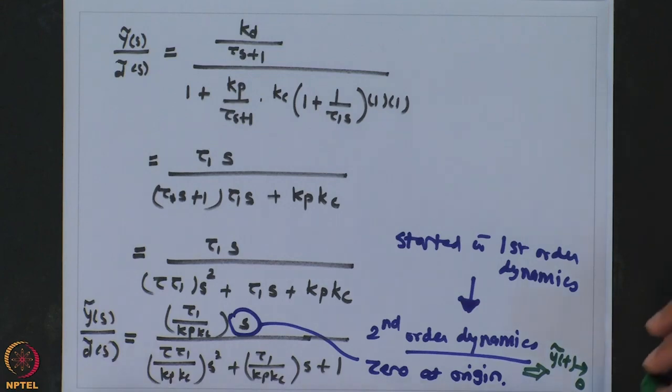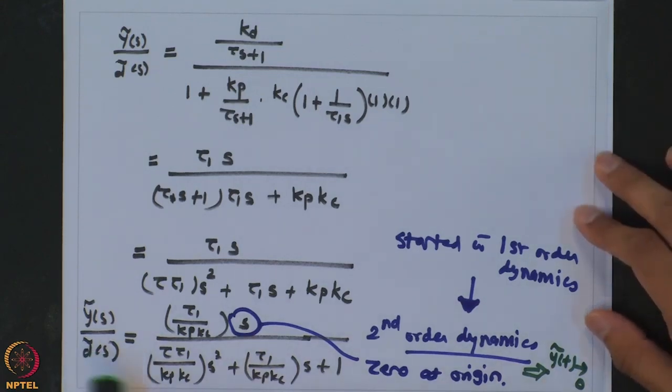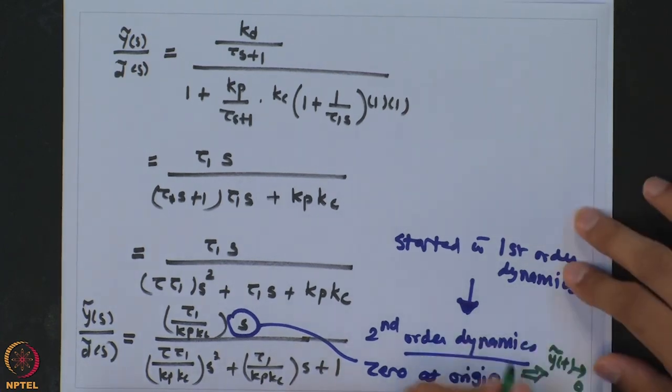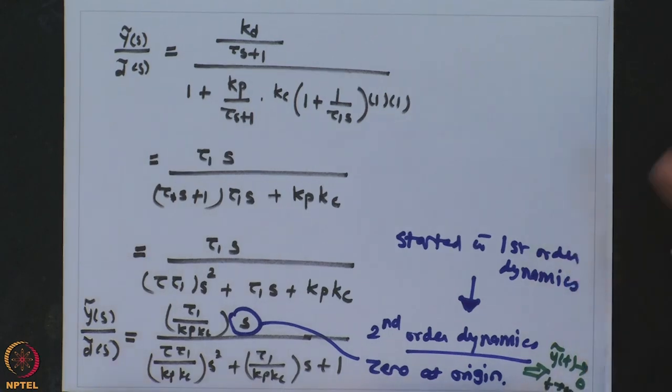So irrespective of the amount of step change in D and irrespective of the value of Kc and tau I, as long as they are not 0 or infinite, the zero of this transfer function will always occur at origin, and because of that the response, y(t), will always go to 0 as time goes to infinity. So what does that mean? Irrespective of all these things, even though a disturbance occurs, the response will always go to the desired value. So we have seen that with the addition of this integral action, we have been able to cause this offset to go to 0. And we will see that the same thing is true even for the servo problem.